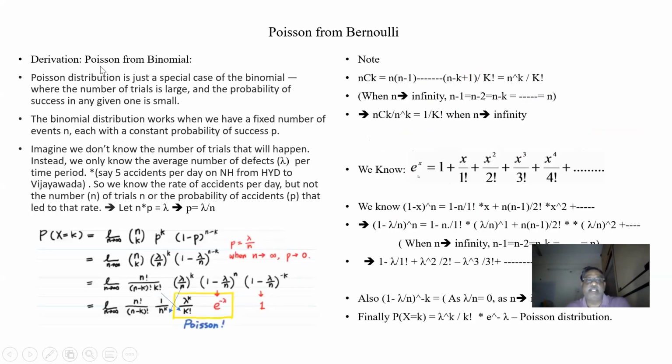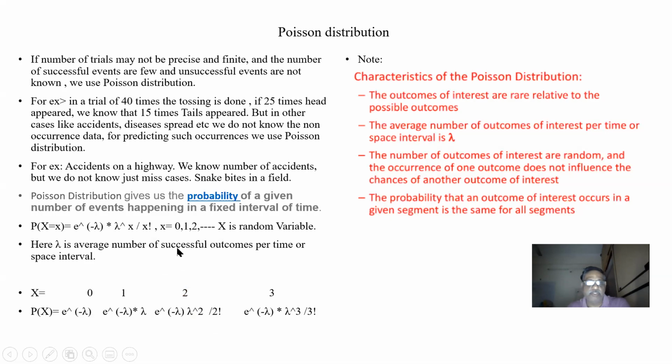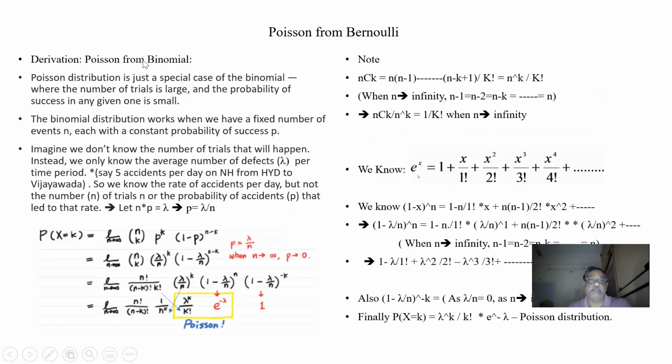Let us understand how we got this Poisson formula, e to the power of minus lambda into lambda to the power of n by n factorial. This is what we have defined. E to the power of minus lambda into lambda to the power of x by x factorial is my Poisson distribution. How we got this is nothing but an extension from binomial, extension from Bernoulli.